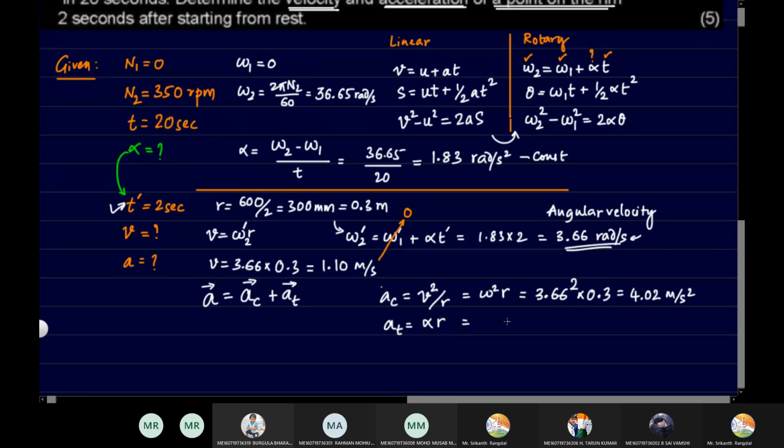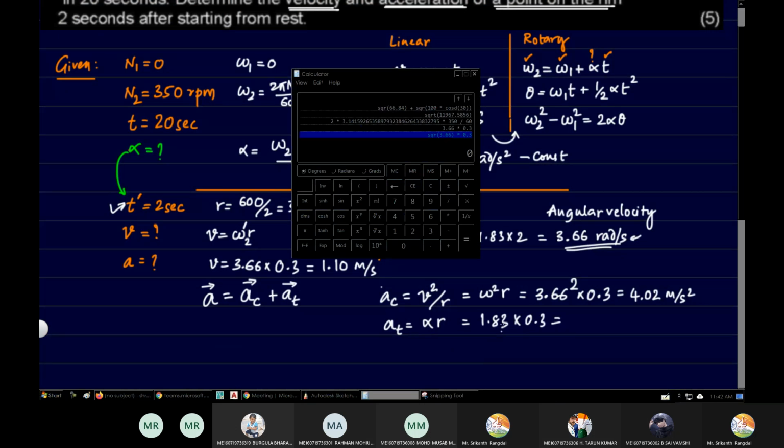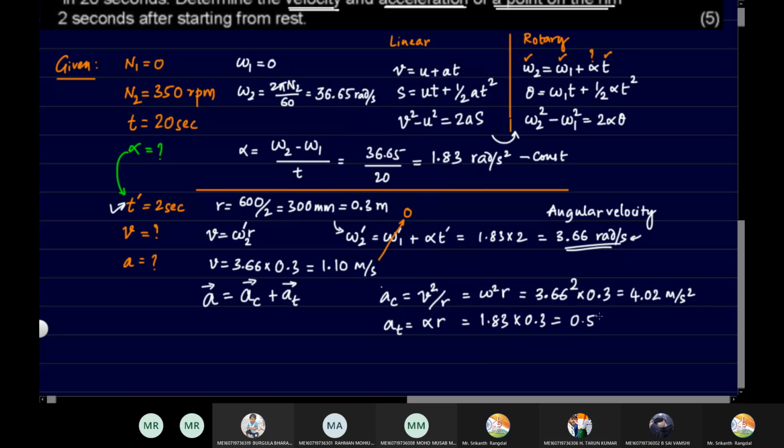So the same value of alpha we can use: 1.83 into radial distance, that is 0.3. What do we get? 1.83 into 0.3 is 0.55. This is again in meters per second square.